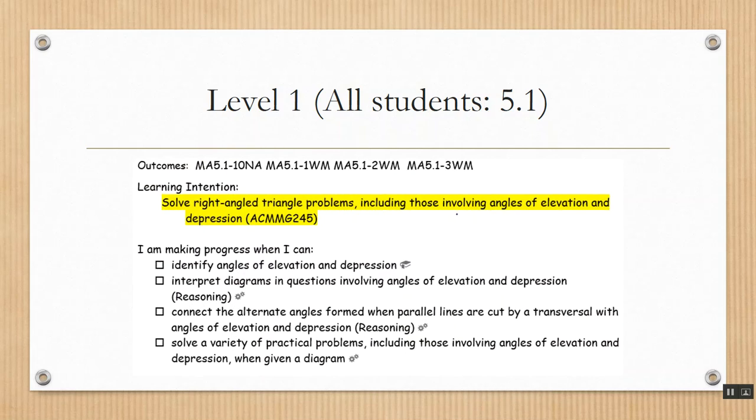So today we are looking at angles of elevation and depression. So that's what you need to be able to do, identify angles of elevation and depression using diagrams.